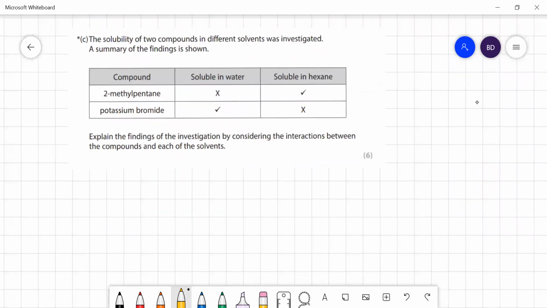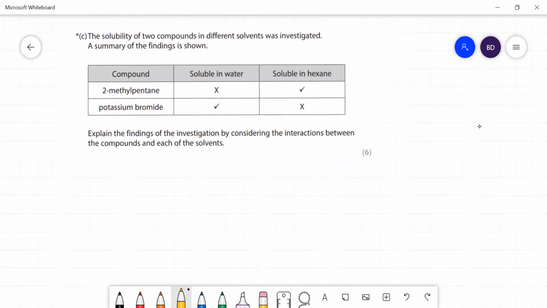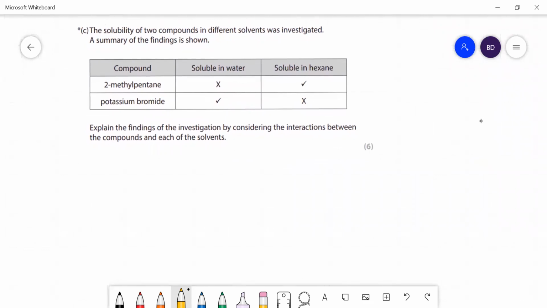Okay, solubility of 2 compounds in different solvents was investigated, and a summary of the findings is shown. Explain the findings by considering the interactions between the compounds and each of the solvents. Right, let's do why potassium bromide is soluble in water.